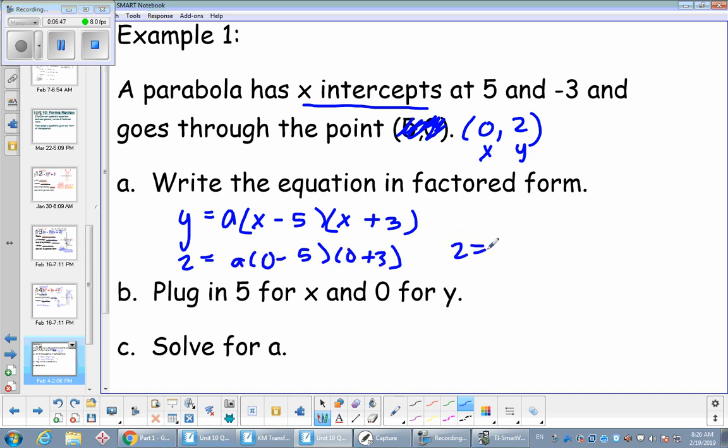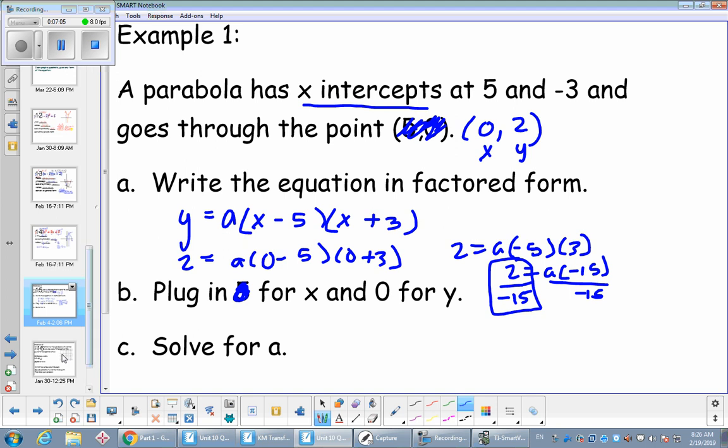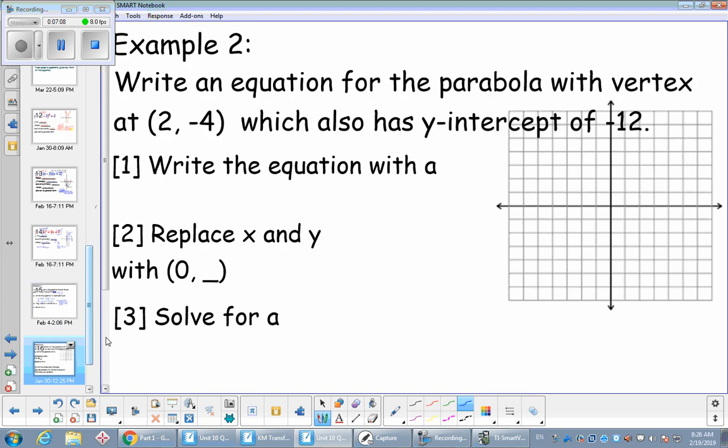So I get 2 equals a times negative 5. Whoopsie. Times 3. So I get 2 equals a times negative 15. And I divide. And my a value is negative 2/15. Right, so that's the first example, factored form. The second example you're going to do is vertex form.